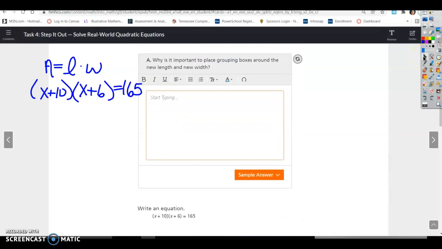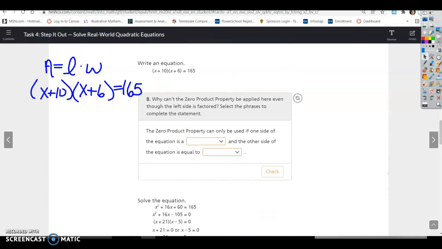Why is it important to place grouping boxes around the new lengths and widths? Okay, so what they're asking basically is why did we put parentheses around this? Knowing that the area is length times width, if we don't put parentheses around it, then it would represent something completely different. Whatever the length is has to be multiplied by the width. Since we're trying to expand the length by x, and the width by x, that is part of that number. We just have to figure out what the x is, okay? So parentheses are very important in this case.